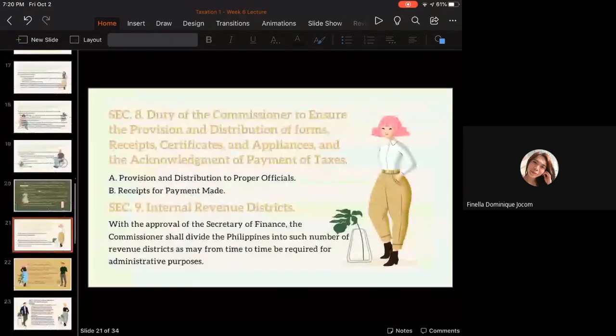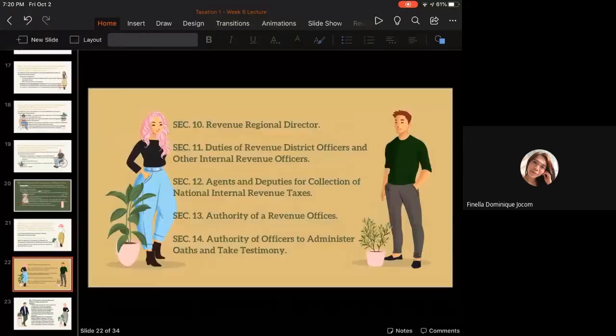Section 8, Section 9, 10, 11, 12, 13, 14. So these are just reading matters. So just read them. Just take note under Section 10, it's the Revenue Regional Director who has the power to issue letter of authority for examination of taxpayers. Okay, so from the Revenue District Officer.